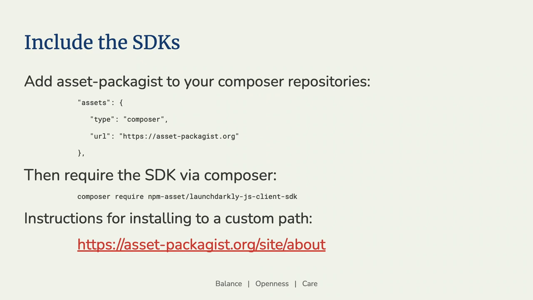You can install the SDKs as NPM packages or NPM assets via Composer. You need to add the asset packagist repository, which is shown there in those four lines of code that will just be added to your composer.json. But you'll probably want to install them in a folder under the web root instead of in the vendor directory.